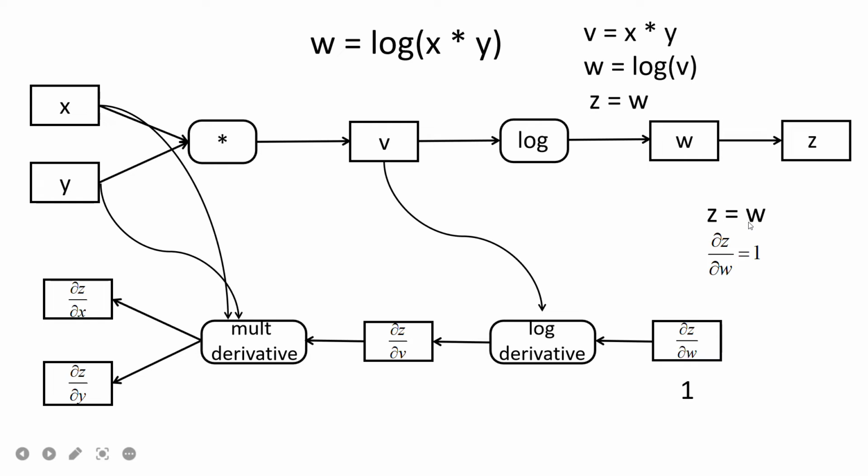Now we know z equal to w, and we need to find dz by dw. Obviously if z equal to w, the differentiation will come as 1. So we got the value of dz by dw, and the value that we have got is 1. Now what we need to do, we need to find this.